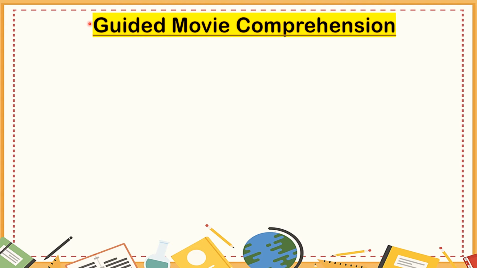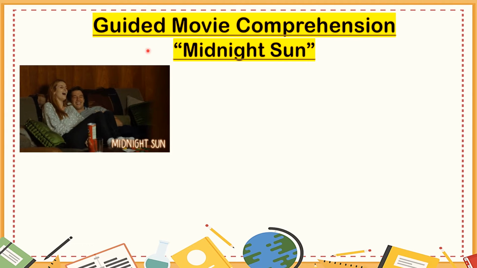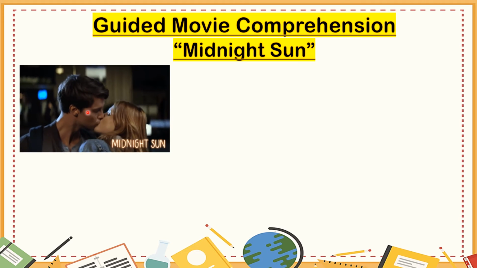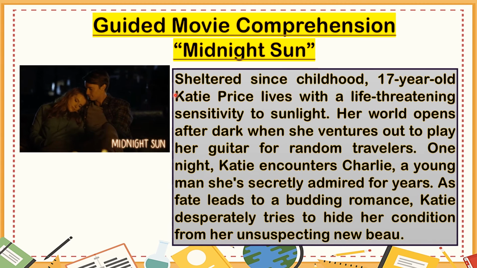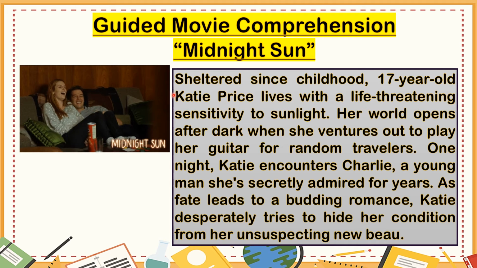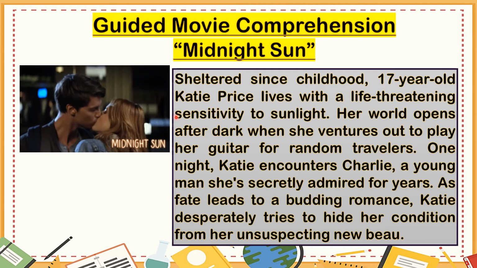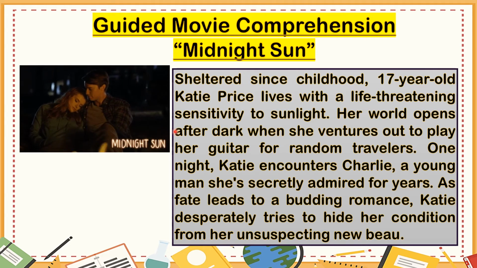So the first topic that we have is guided movie comprehension, and the name of the movie is Midnight Sun. So this is Katie and Charlie. They are the main characters of this movie. So let us read the synopsis. Sheltered since childhood, 17-year-old Katie Price lives with a life-threatening sensitivity to sunlight. Her world opens after dark when she ventures out to play her guitar for random travelers.